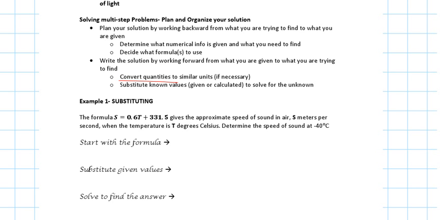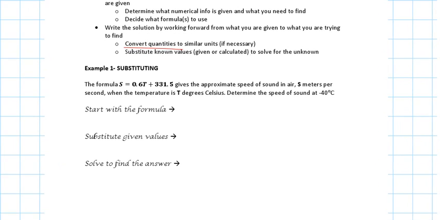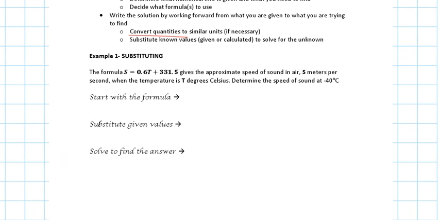All right. So let's look at the first formula. The formula S equals 0.6t plus 331.5 gives the approximate speed of sound in air, S meters per second, when the temperature is T degrees Celsius. Determine the speed of sound at negative 40 degrees. So what does the S and the T stand for? S stands for speed, which is in meters per second. And what does T stand for? Temperature, which is in degrees Celsius, right?